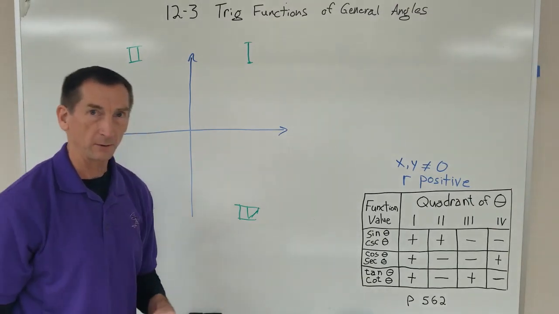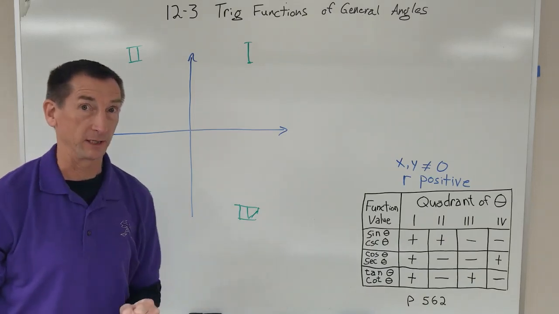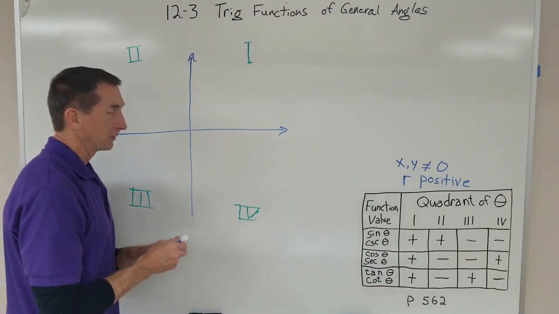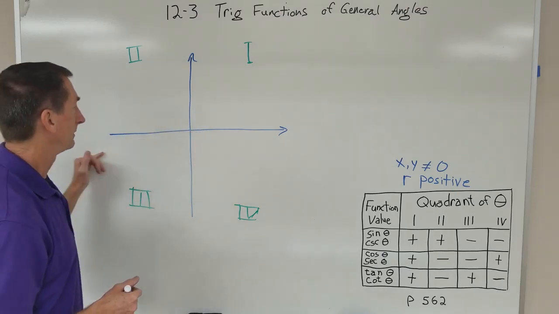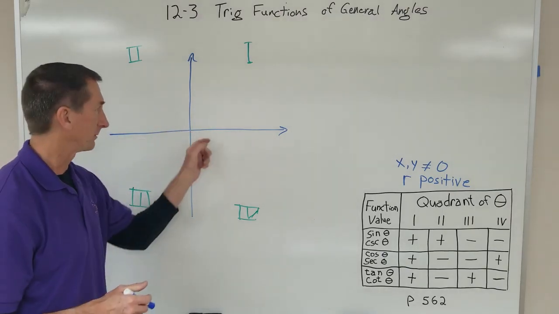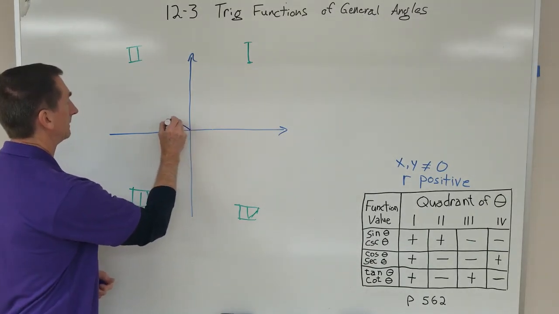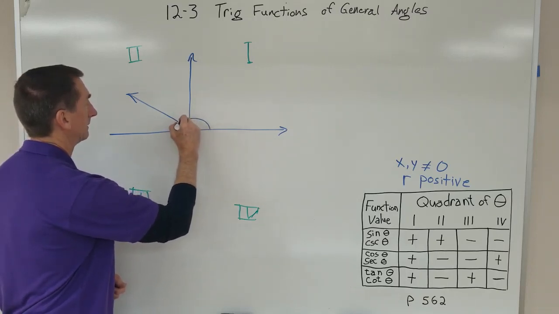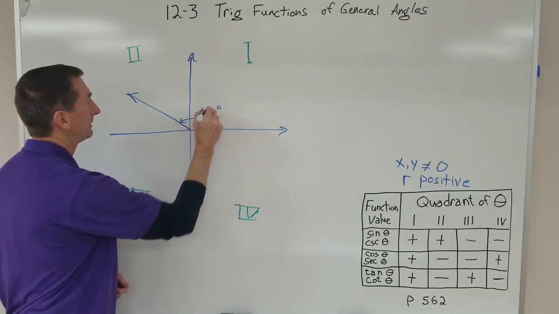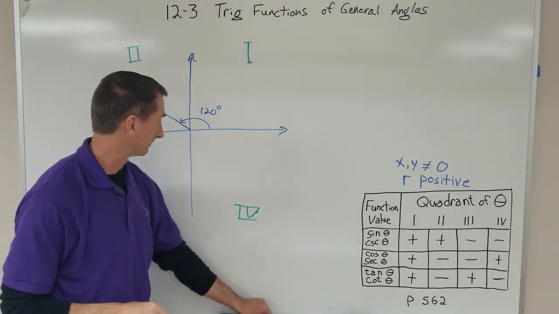Okay, so what we're going to do now is find out how to find a reference angle. Basically we're going to be using the two sides of the x-axis. We've got the positive side and the negative side. Suppose I've got this guy here. This is a 120-degree angle. I'm thinking, what's the reference angle for this angle?